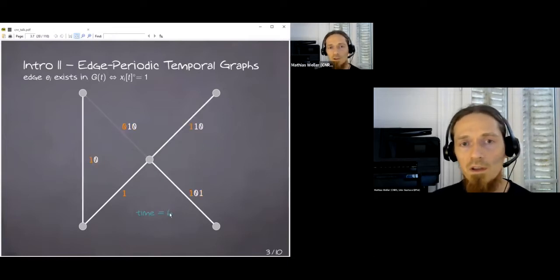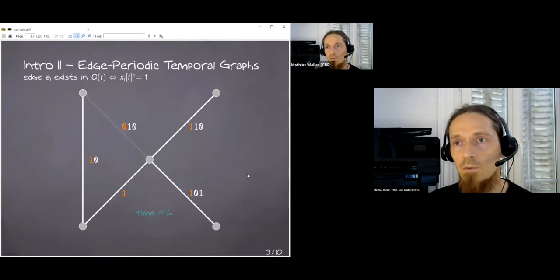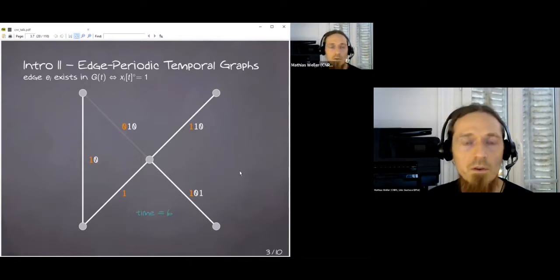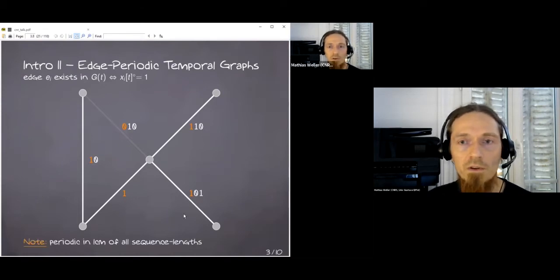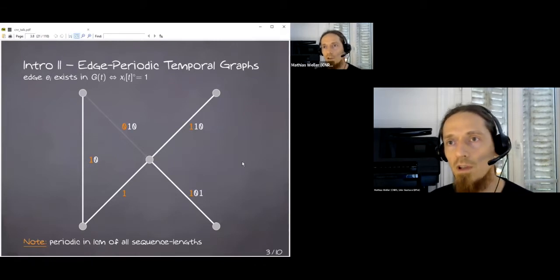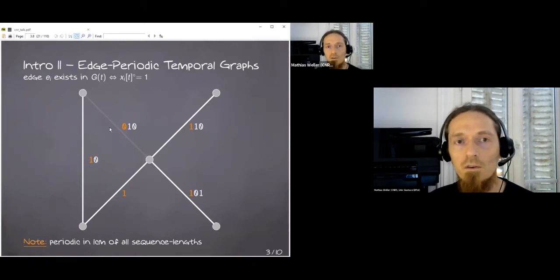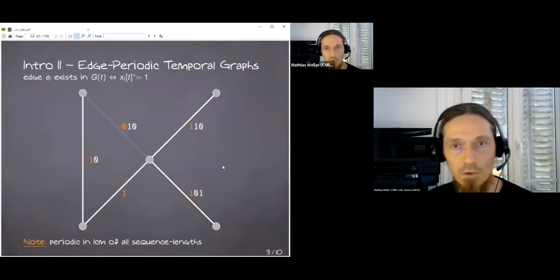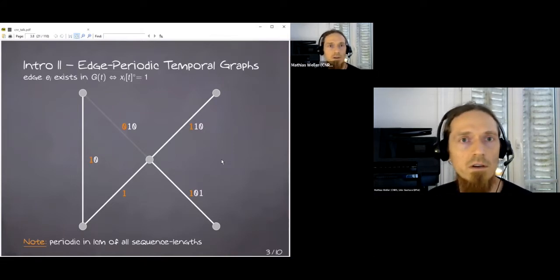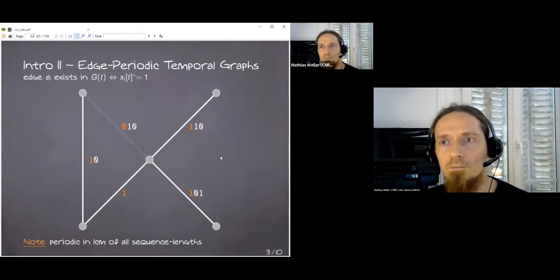And as you can see, at time step 6 at the latest, everything will be reset to the beginning, because everything is periodic in the lowest common multiple of the lengths of the input sequences. Since our input sequences are 3, 2, and 1, the lowest common multiple will be 6. So at time 6, everything will be reset. Okay, I hope that's clear so far.